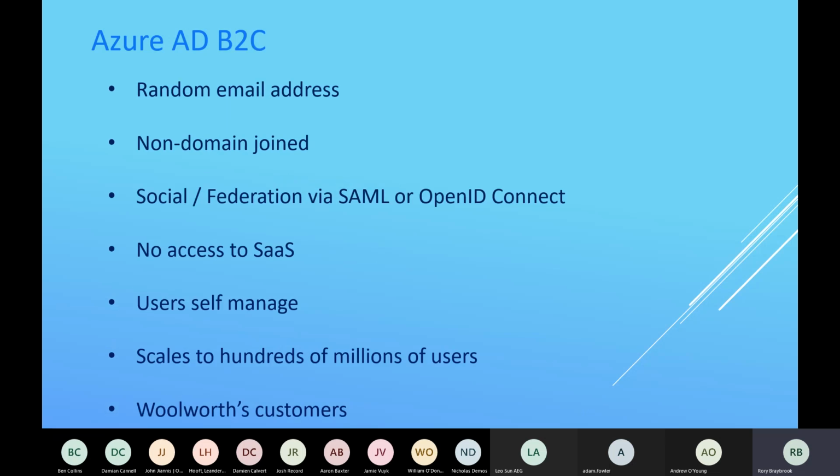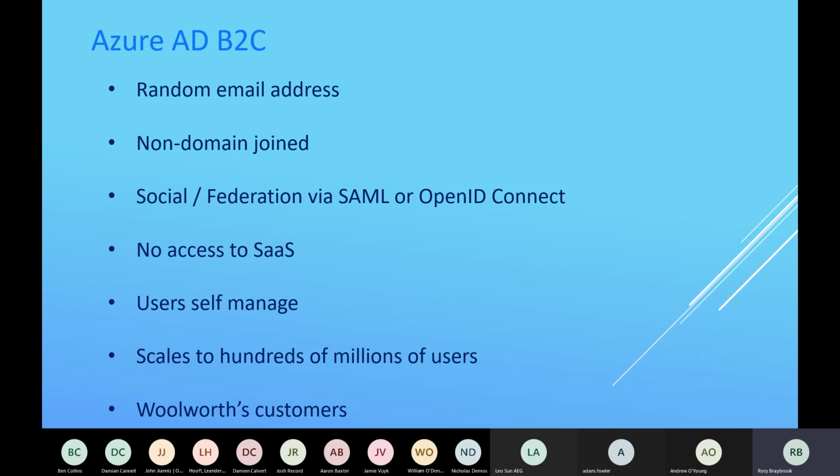B2C is basically just a whole lot of people with random email addresses. They're not domain joined. They are just random people out there. You can have social accounts, so the Twitters and the Facebooks. You can also have federation in and out via SAML or OpenID Connect. You don't actually get access to SaaS in B2C, which makes sense. Why would Woolworths give access to Office 365 to all their customers? It's designed to be self-managed, so they don't give your help desk a hard time.